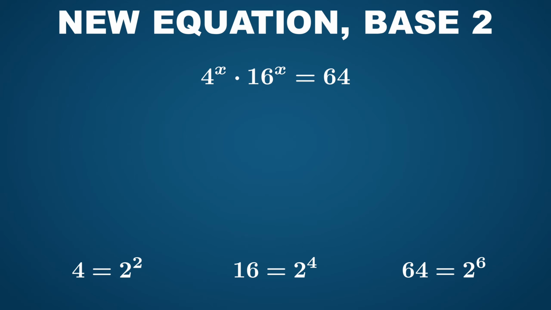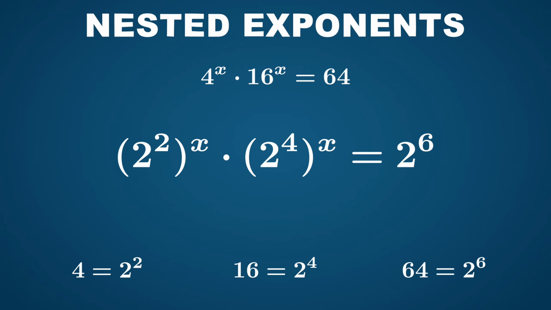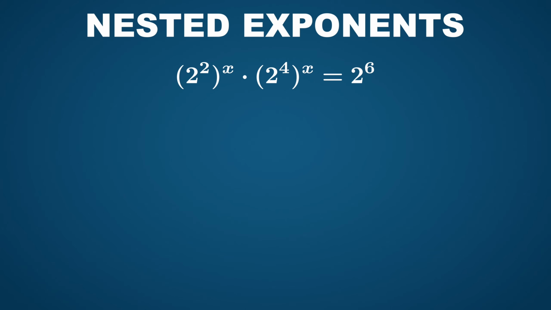Let us write out our new equation with these base 2 terms. We have 2 squared all raised to the variable power of x. This is multiplied by 2 to the 4th all raised to the x. This entire product is equal to 2 to the 6th power. We must now simplify the terms that have nested exponents.